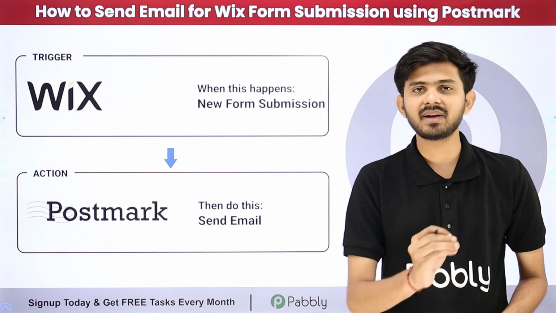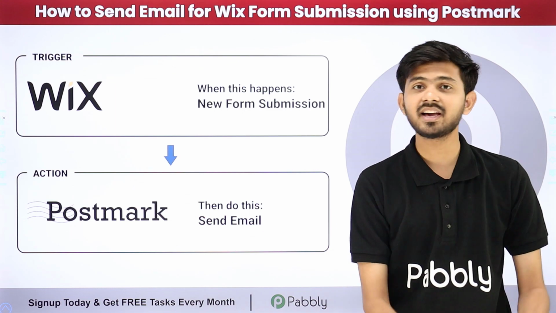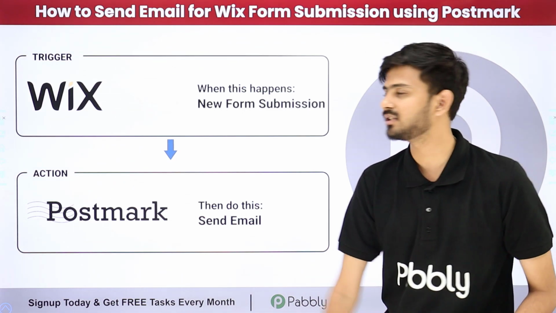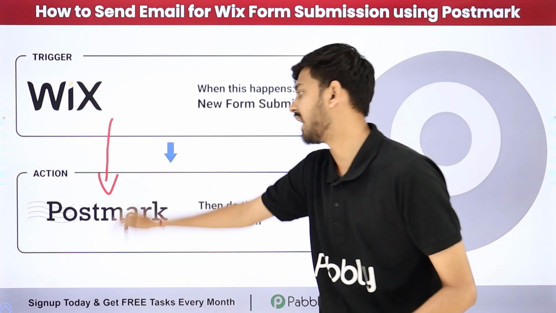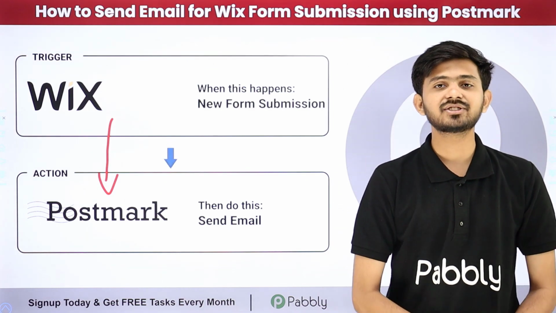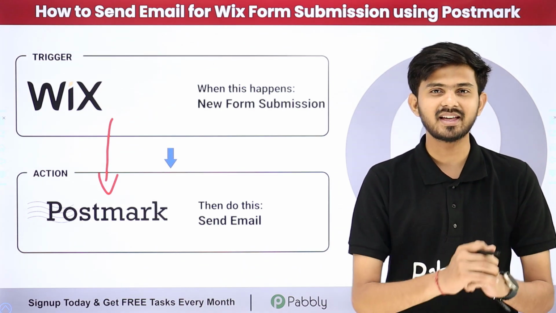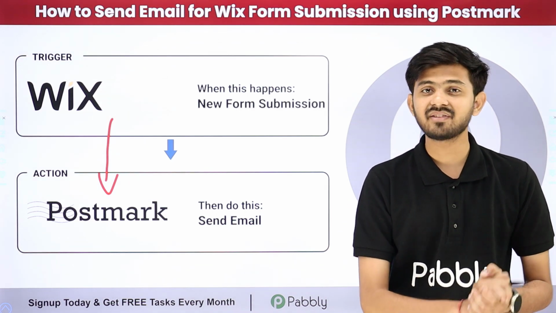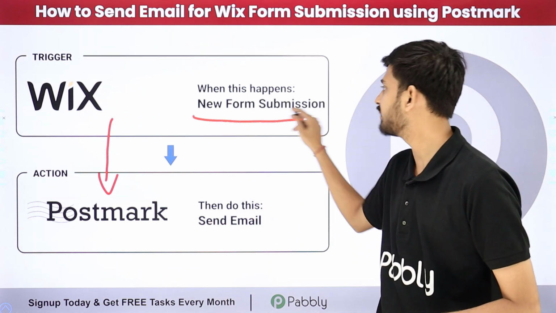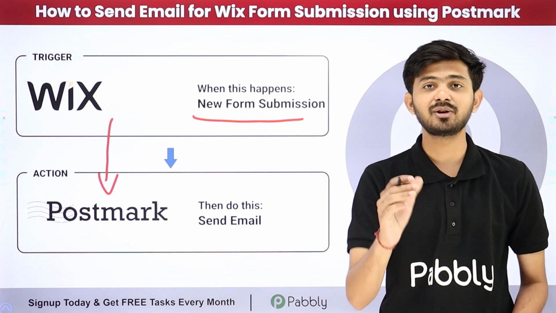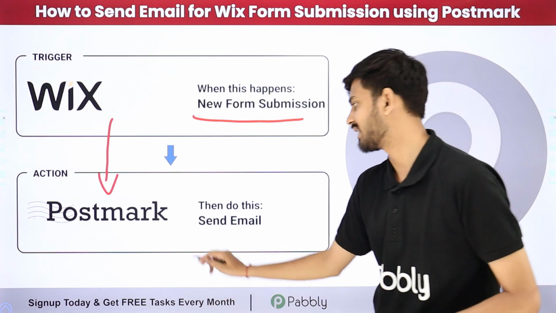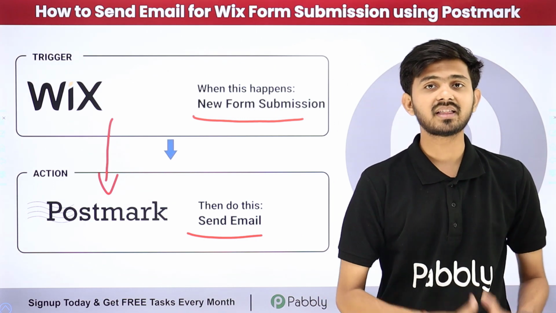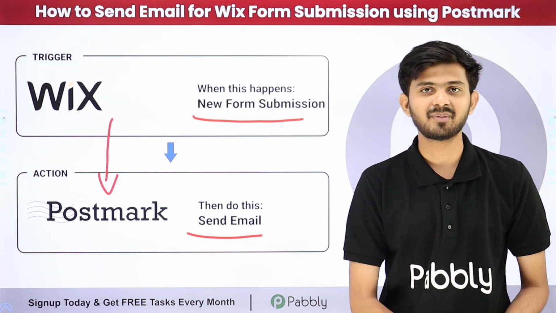For sending the email, I'm going to use Postmark, and for my objective, I need to build a connection between Wix form and Postmark. For building this connection, I'm going to use Pabbly Connect, which is an amazing software for automation and integration. With Pabbly Connect, whenever I receive a new form submission from my Wix form, I'll automatically send an email by using Postmark. So how am I going to build this connection? For that, let me take you to my computer screen.